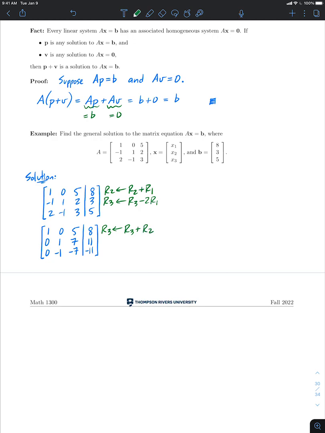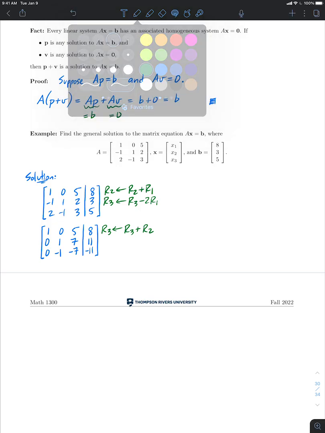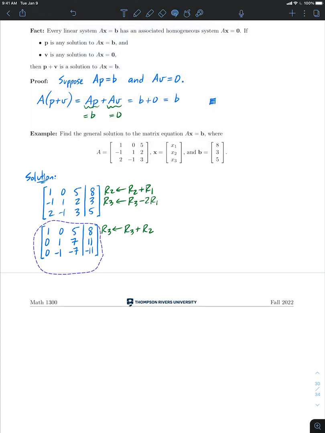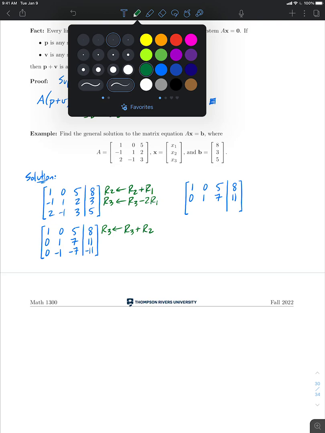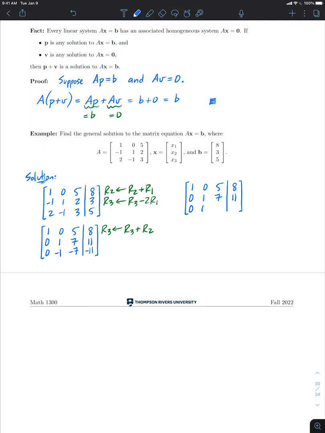And what's that going to give us? That's going to give us the reduced echelon form. Because if I add row 2 to row 3, I'm going to introduce a row of zeros. And actually, you can check that that's in reduced row echelon form.